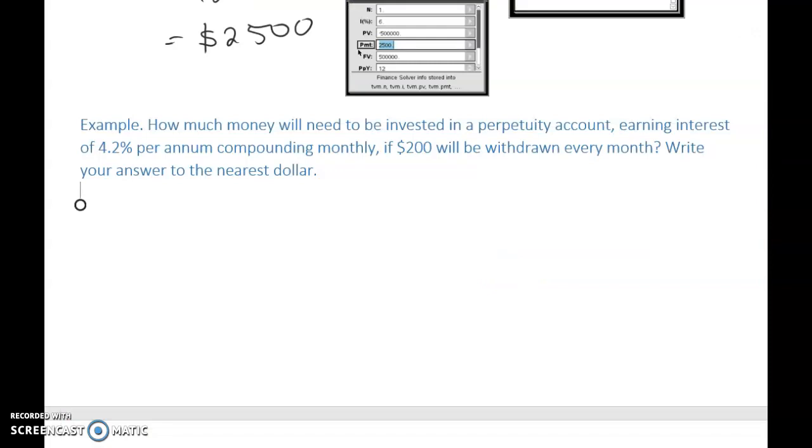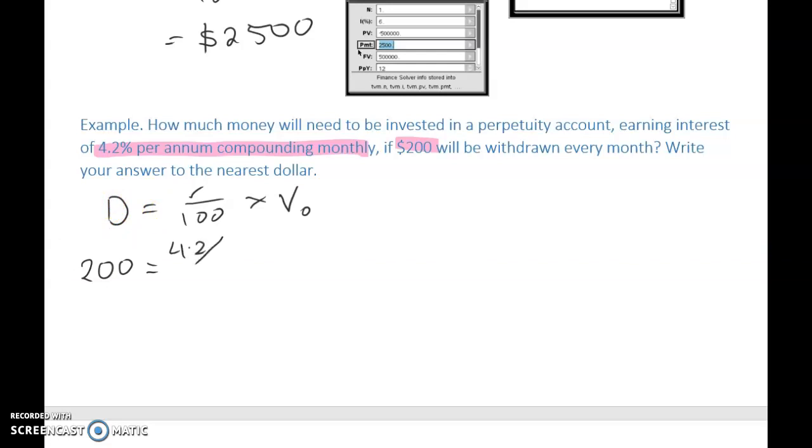Okay, so for the second example, how much money will be needed to invest in a perpetuity account earning interest of 4.2% per annum compounding monthly if $200 is withdrawn every month? So there's our key information. Let's set up the equation. This time we know that the payment is $200. We know that the interest rate is 4.2 per annum and it compounds monthly, so let's divide that by 12. And we need to find V0. I suggest you use the solve function on the CAS, unless you're comfortable with rearranging the equation.